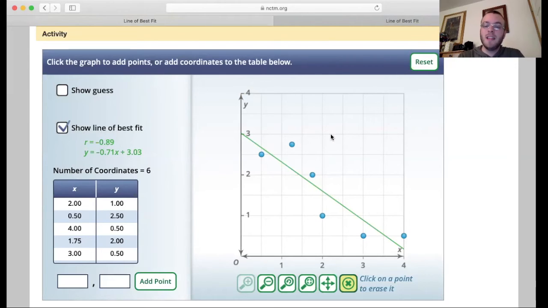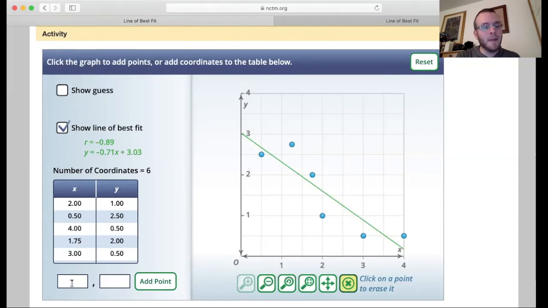So that means this line is what? Is it a good fit? Is it an okay fit? Or is it a bad fit? This line is definitely a good fit based on the correlation, or excuse me, the correlation coefficient.